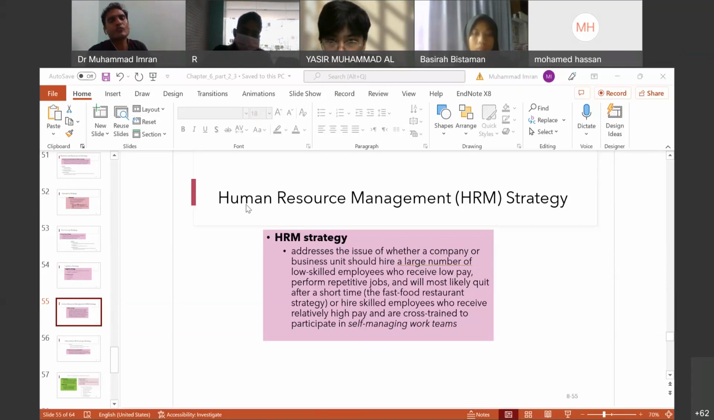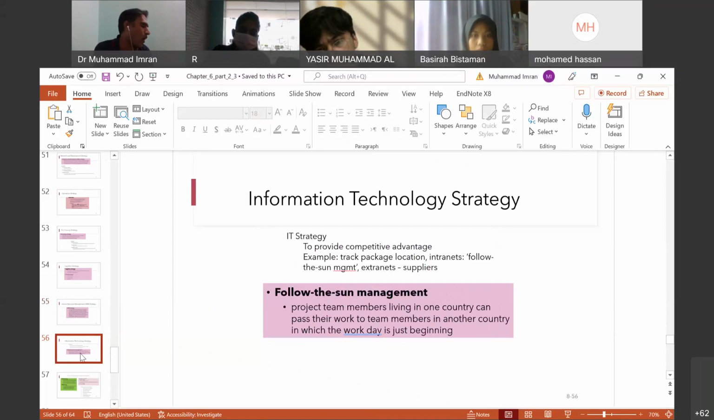Or we can go for higher-skilled employees, but we have to pay them a high salary, which can affect the total cost of our product. This one they have to decide: which is better for their company, low cost and low skill, or high skill and high salary? Information technology strategy is another important one.